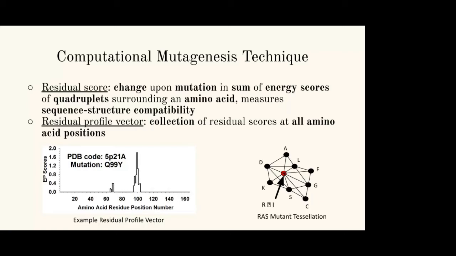So it was actually beneficial to just remove the information completely because it was messing up the machine learning models. And then on the bottom left, you can see a visualization of one of the residual profile vectors. This says for mutation Q99Y, which means at amino acid position 99 out of 166 in this native protein structure of RAS, it switched the original amino acid, which was a Q, to a new amino acid, which was a Y.